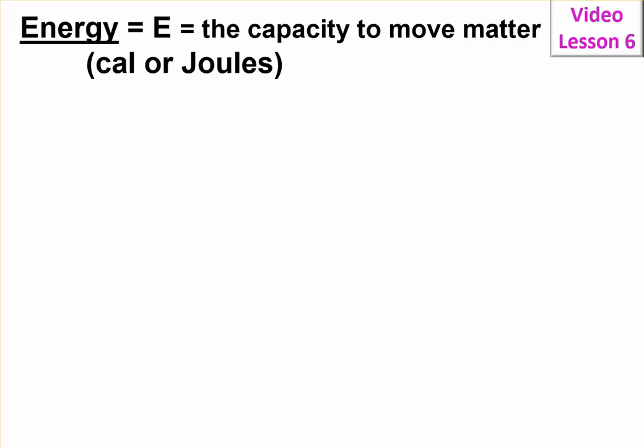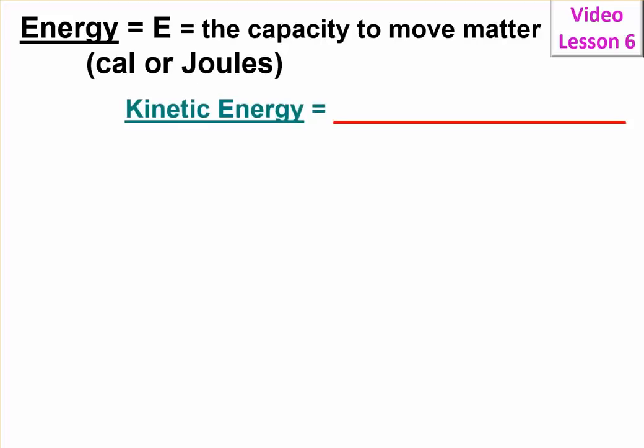Let's start from the beginning with some basic definitions. Energy is the capacity to move matter. We usually use joules or kilojoules for it. Kinetic energy, you know, is the energy of motion.